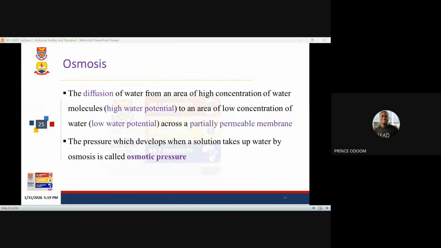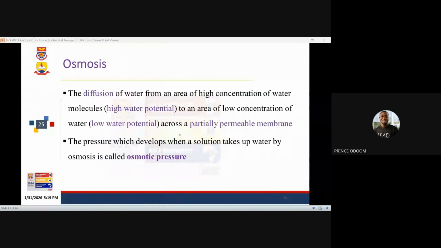So osmosis has to do with the movement of water molecules from a region of higher water potential or concentration to a region of lower water potential across a semi-permeable membrane. So with osmosis, you could see that I've highlighted some points. It means that those points are very, very key.